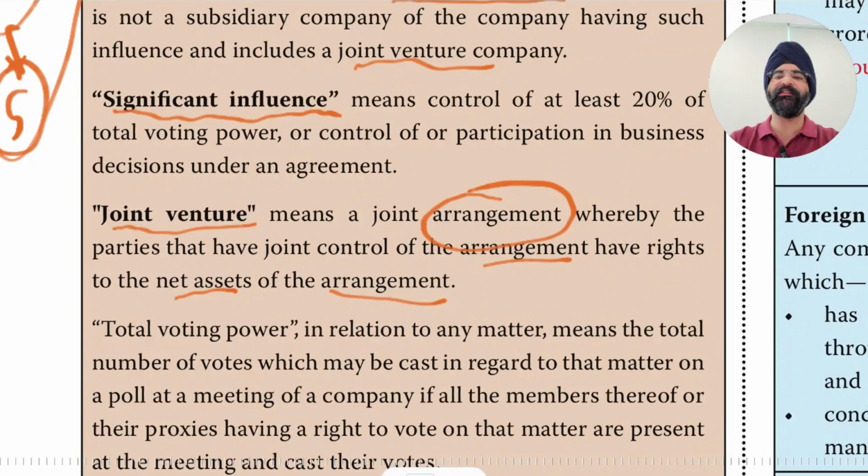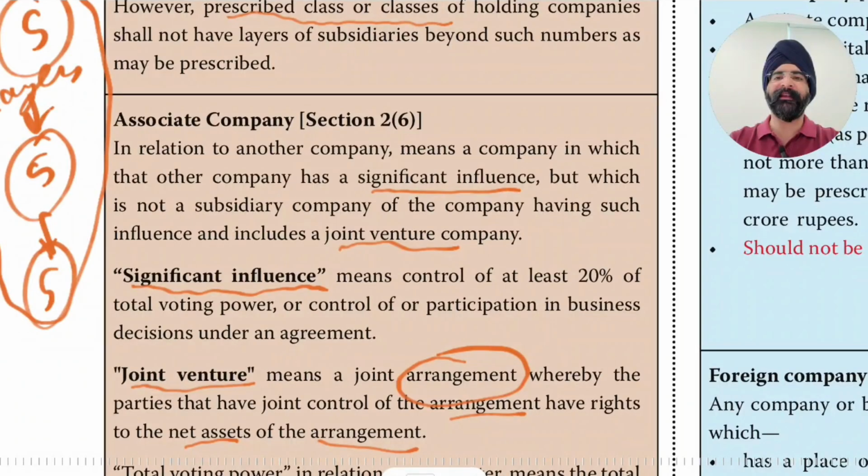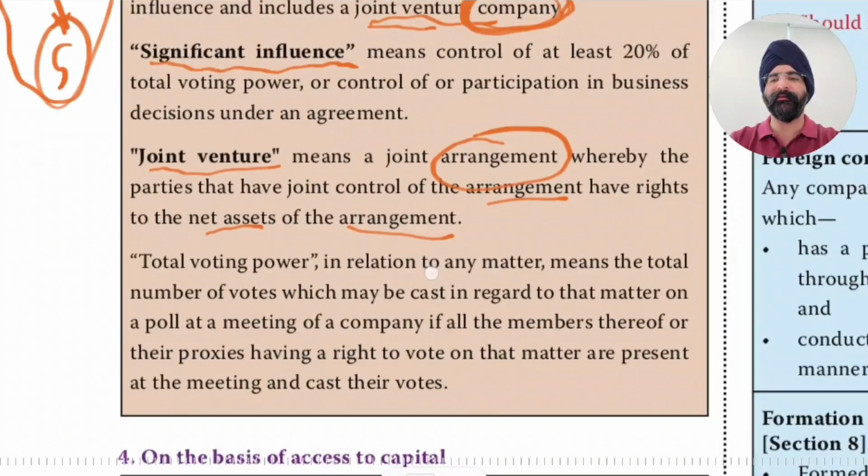This word distinguishes a joint venture in the new Companies Act. So it is a joint arrangement where control is joint of what? Net assets. If net assets are controlled jointly, then it is a JV. But for qualifying as an associate, the JV must be in the form of a company. So a JV can be a company, or it can be not a company. But to qualify as an associate company, the JV must be in the form of a company.